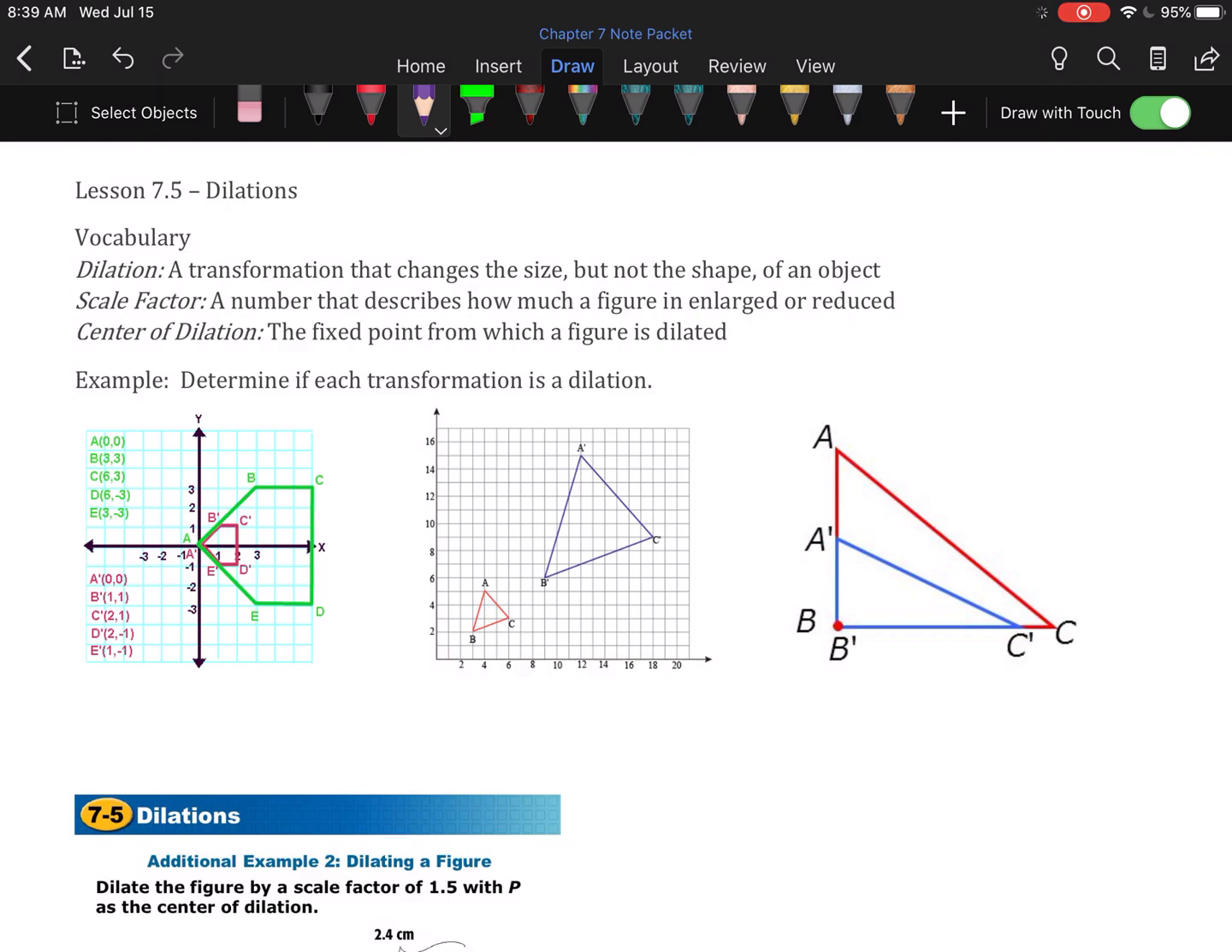So, this first image, we have a green pentagon and a red pentagon, and they've given us all the ordered pairs. So the green pentagon has ordered pairs of 0, 0, 3, 3, 6, 3, 6, -3, and 3, -3, while the red pentagon has ordered pairs of 0, 0, 1, 1, 2, 1, 2, -1, and 1, -1.